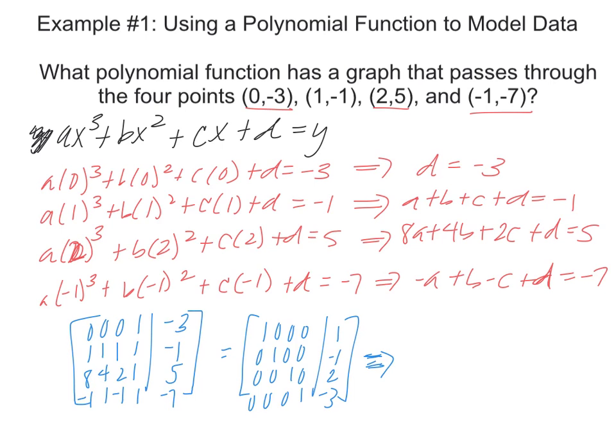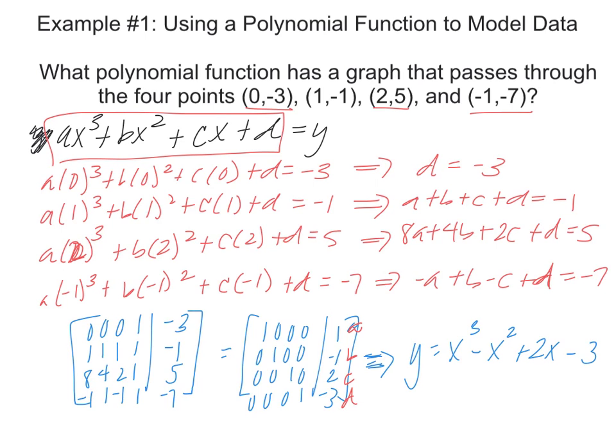will be, sorry, not A. Our function will be y equals x cubed, right? Because that's what my A is. This is my A. Okay, let me use a different color. This is my A, my B, my C, and my D for that expression here. So that's x cubed minus x squared plus 2x minus 3.